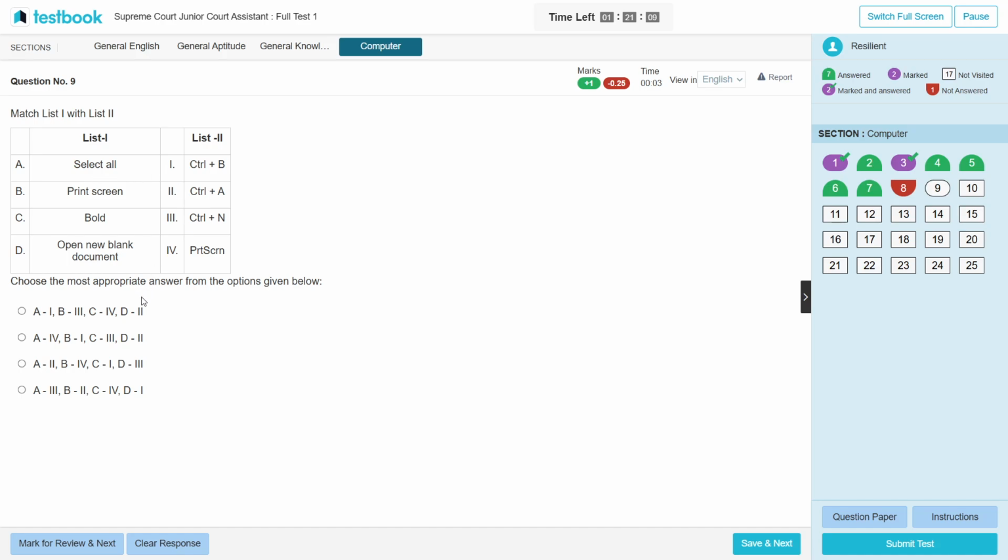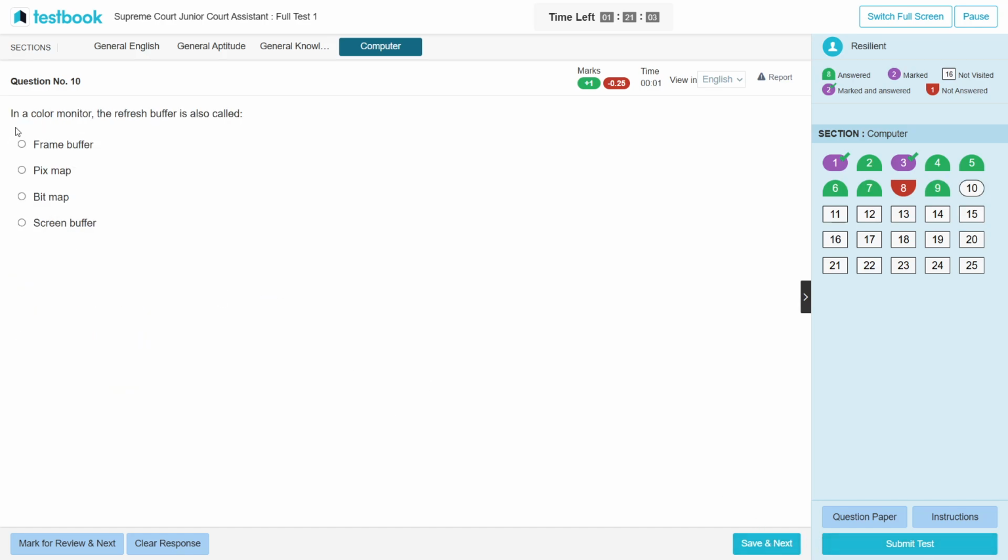Select all, Control plus A. In a color monitor, the refresh buffer is also known as frame buffer, a screen buffer, antivirus.